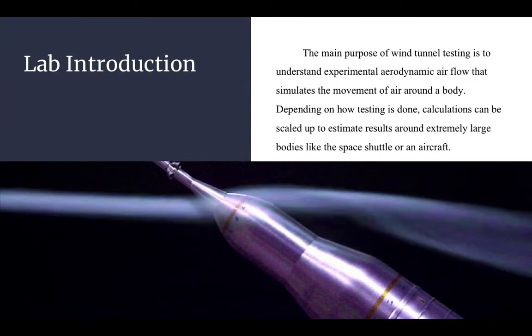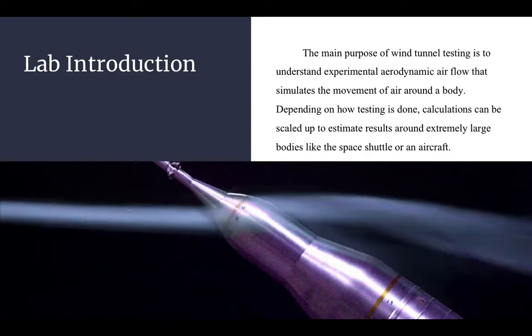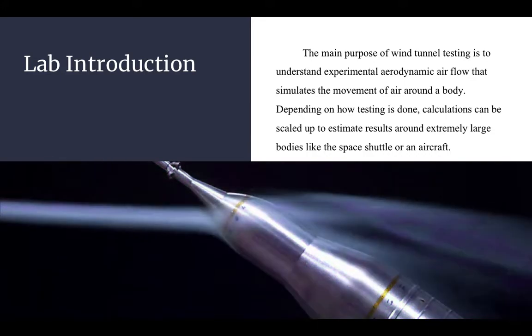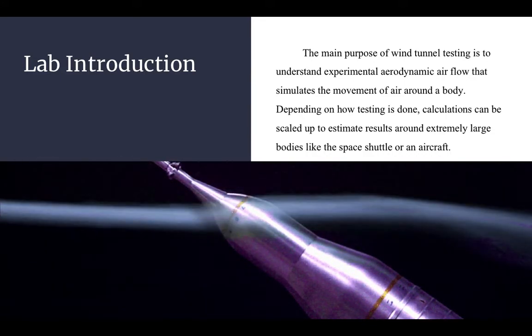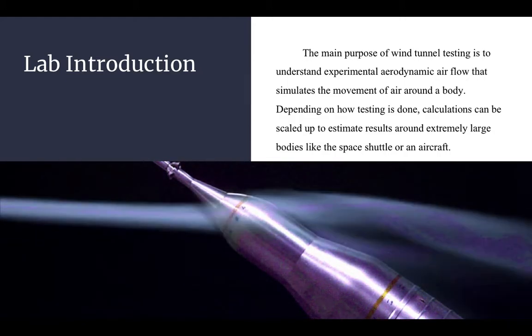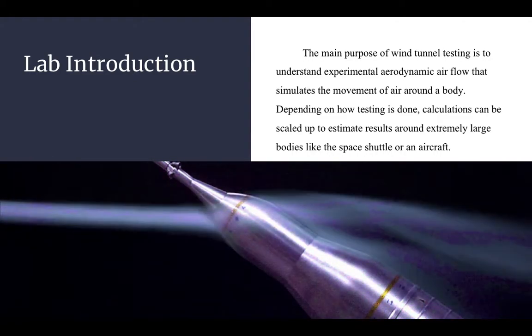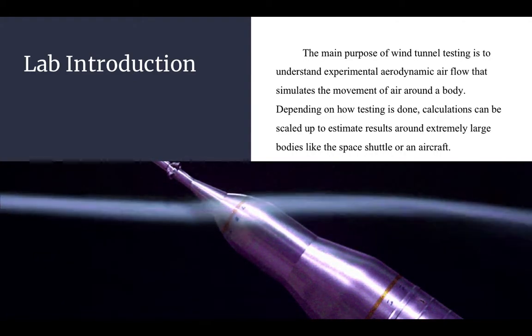Wind tunnel testing is used to understand the aerodynamic flow and simulate the movement of air around the body. Calculations can be scaled up to accommodate larger bodies such as space shuttles or an aircraft. In the lab that we designed, we used a wind tunnel and an anemometer to study the airflow and velocity. We then used two different types of restrictive plates within the wind tunnel in order to determine the change in differential pressure and how it related to the velocity.